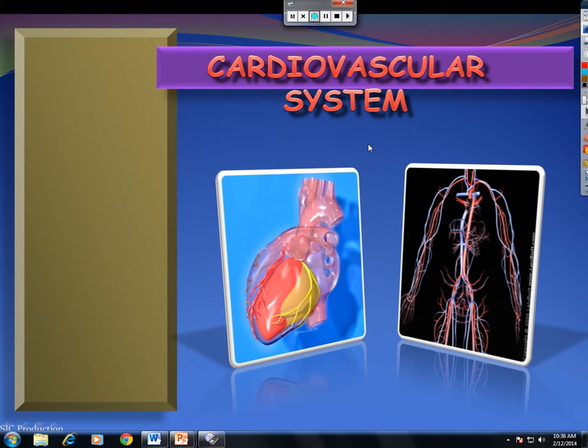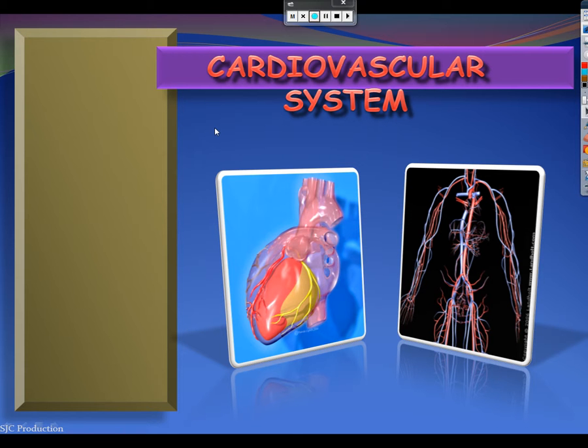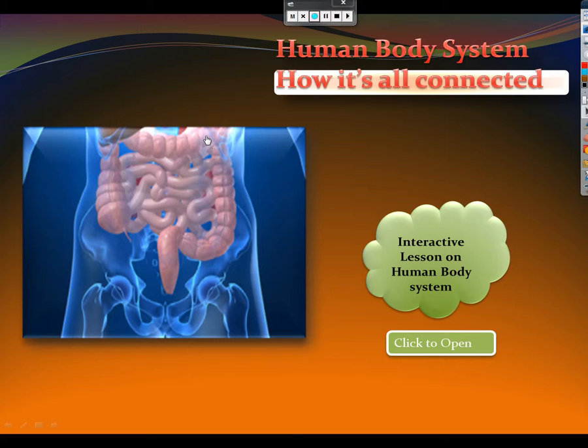All right, the cardiovascular system is the next one that we're going to go into. At the beginning of this presentation, we're going to do a small activity. Keep in mind, our cardiovascular system is our heart, along with all of our blood vessels, our arteries, veins, and capillaries. So let's go ahead and do this quick activity.